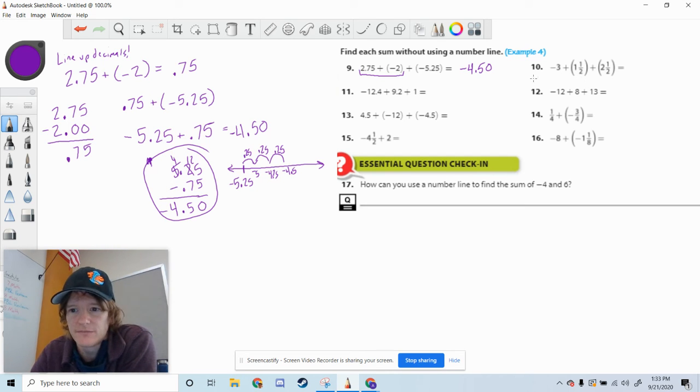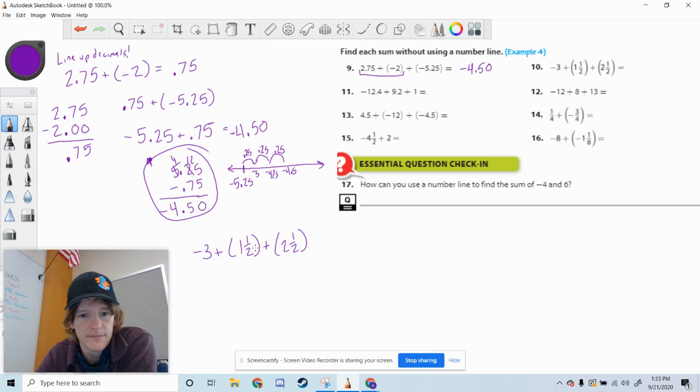The next one, number 10, we have negative 3 plus 1.5 plus 2.5. Well, negative 3, I'm going to put these together since they're both positive. I think that'll be easier. So this is 1, 2, 3 wholes, and then a half and a half. 1/2 plus 1/2 equals 2 halves, which equals another whole. So I have 1, 2, 3, 4 wholes here.